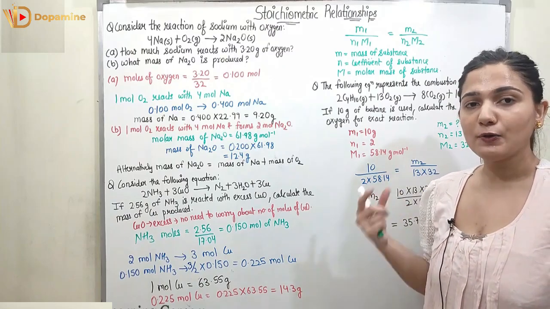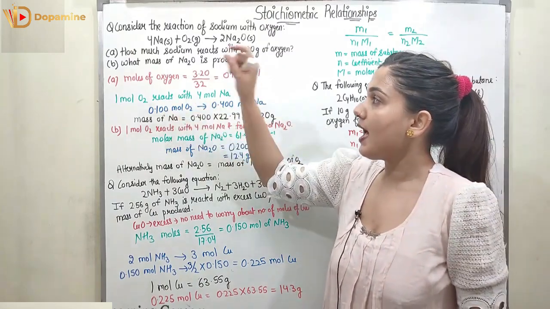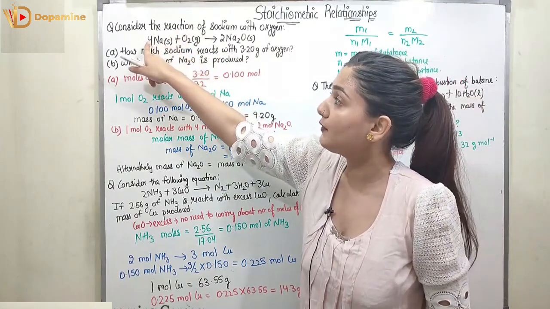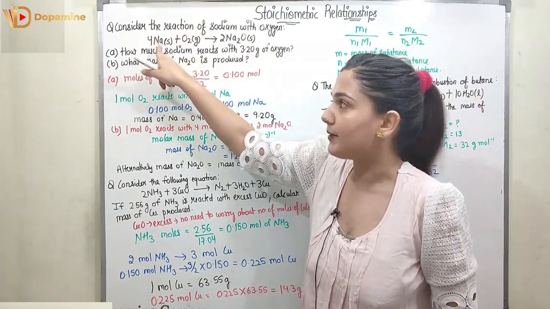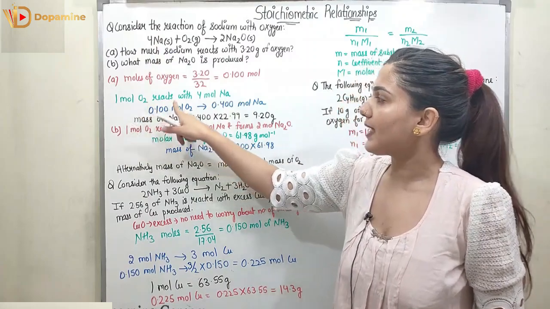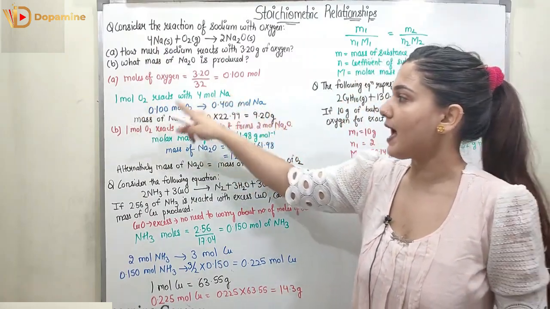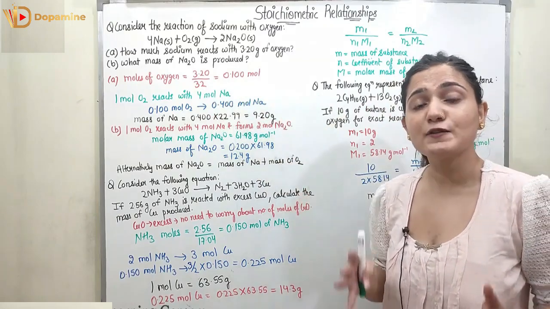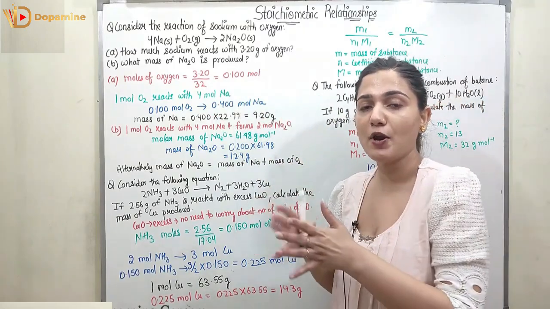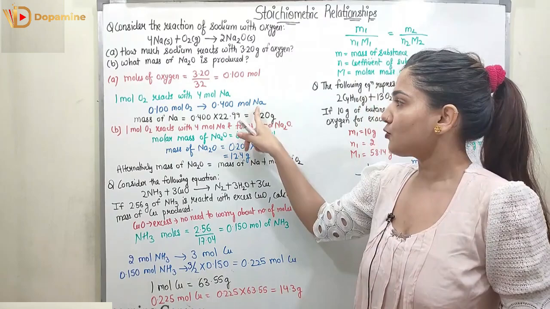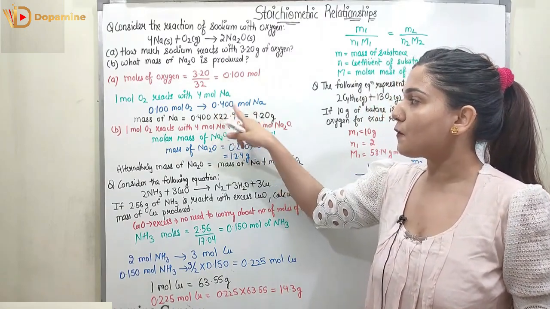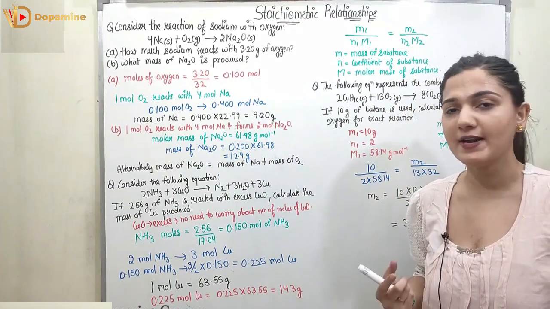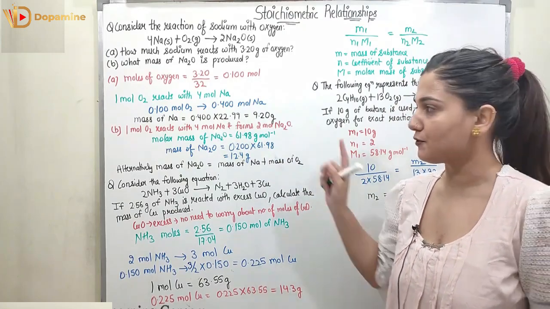Now we know the number of moles of oxygen, and we know from the reaction that 1 mole of oxygen is going to react with 4 moles of sodium. So 1 mole of O2 reacts with 4 mole of sodium, and if I have 0.100 mole of oxygen, it is going to react with 4 times 0.100 mole of sodium, which is equal to 0.400 mole of sodium. Now we know how many moles of sodium there are: 0.4 moles.